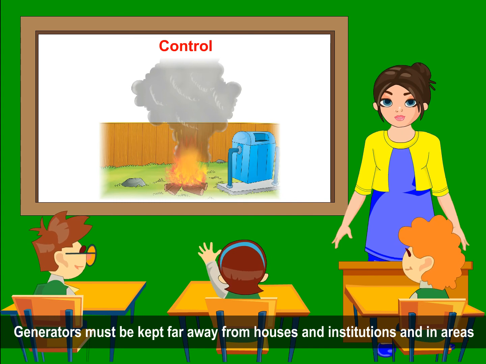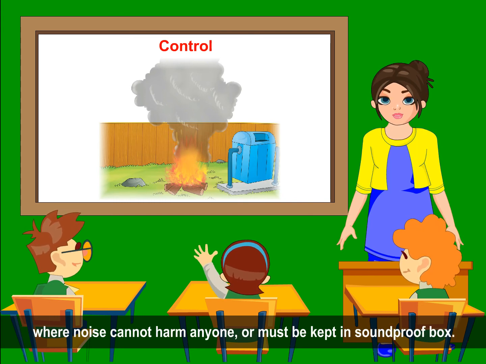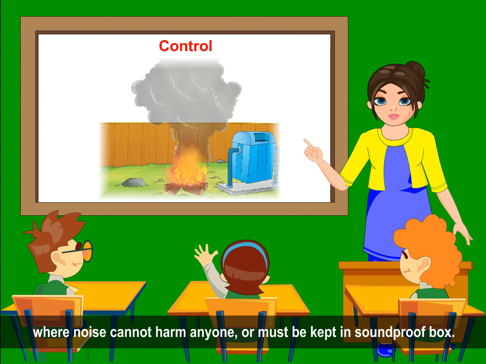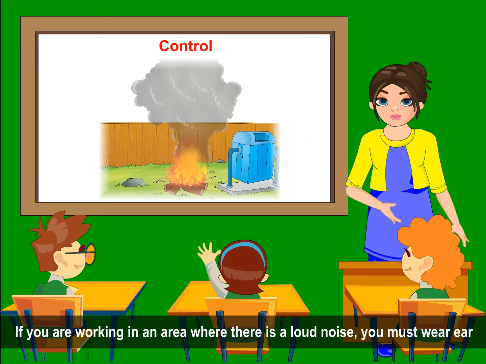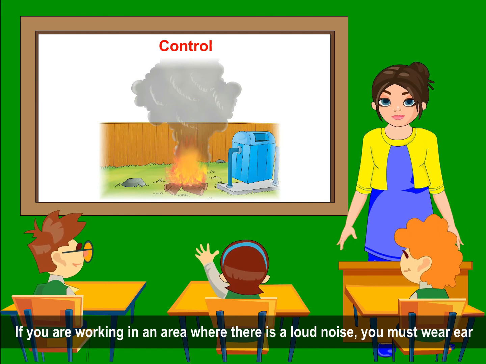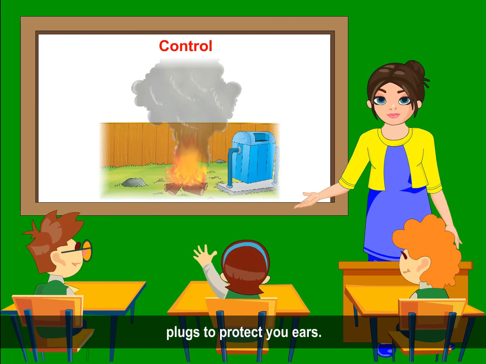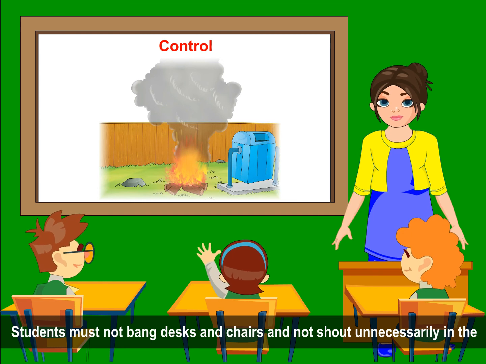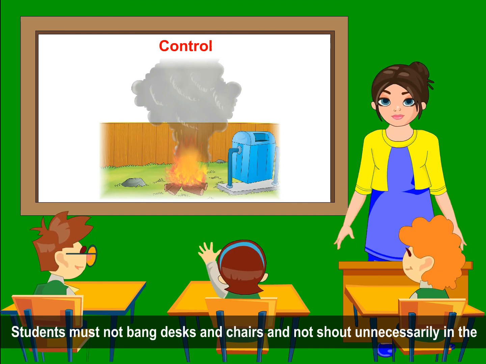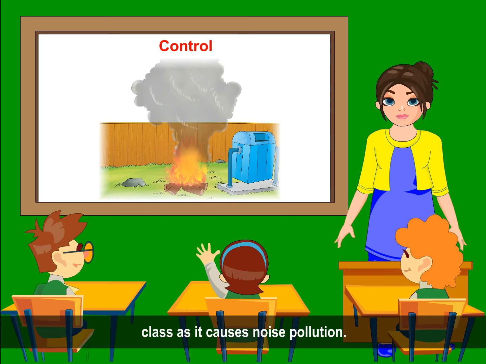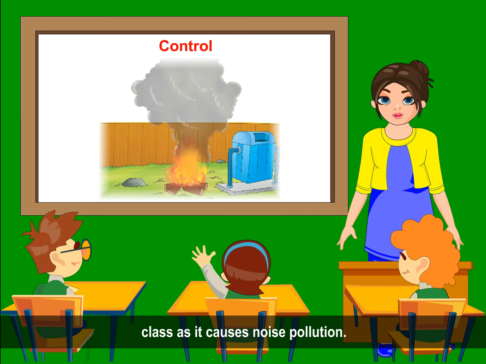Generators must be kept far away from houses and institutions and in areas where noise cannot harm anyone, or must be kept in a soundproof box. If you are working in an area where there is a loud noise, you must wear earplugs to protect your ears. Students must not bang desks and chairs and not shout unnecessarily in the class, as it causes noise pollution.